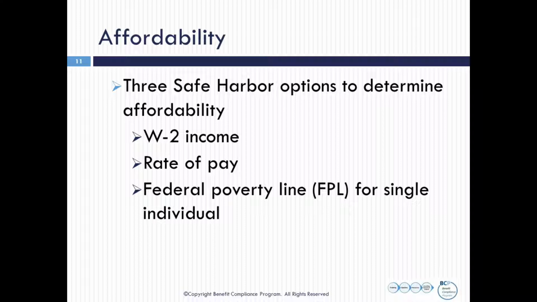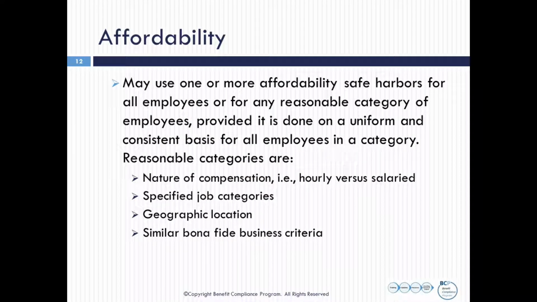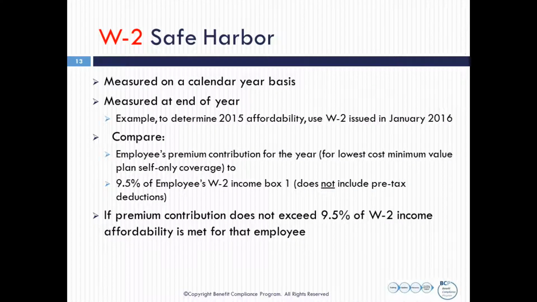Okay, the three safe harbor options to determine affordability: W-2 income, rate of pay, and the federal poverty line for a single individual. You may use one or more of these safe harbors for all of your employees, or you can split your employees up some and use one for one category, another safe harbor for another, if that's easier and makes sense for you to do that. The categories are listed here that you may use. Now we'll go through those three safe harbors, show you how they work.